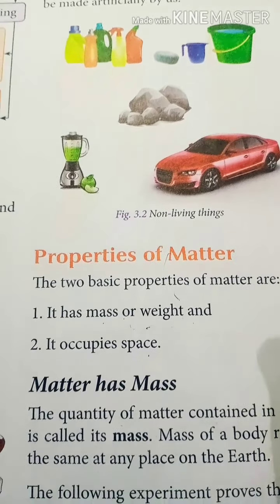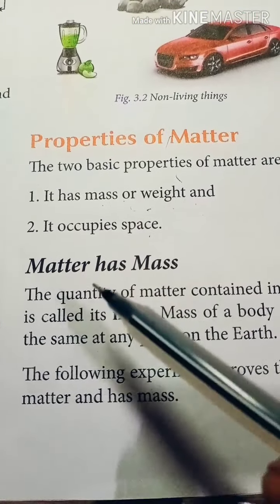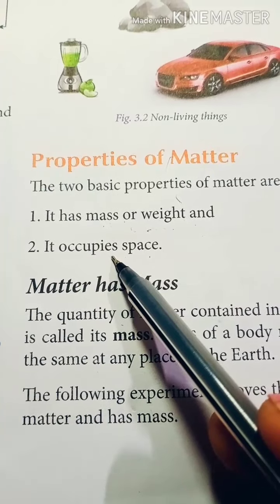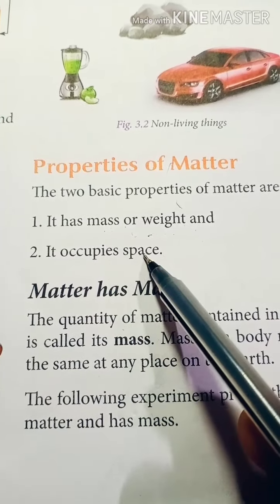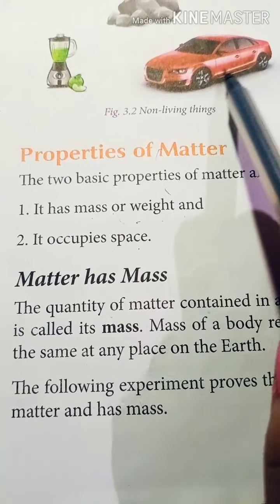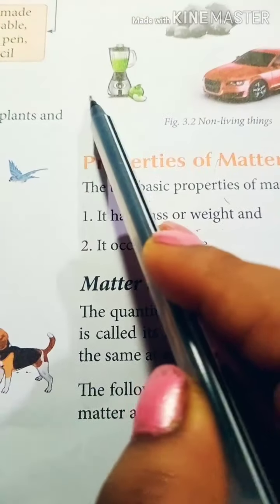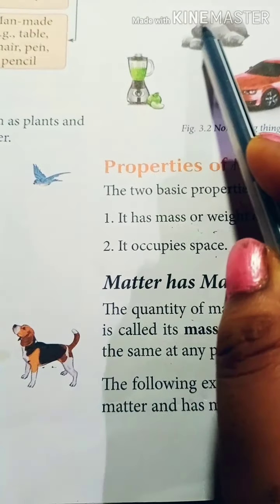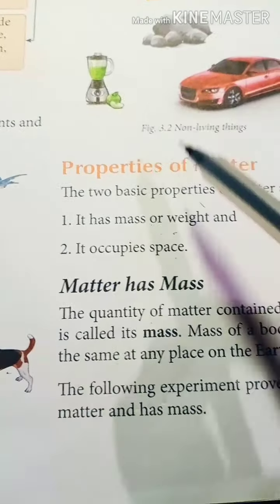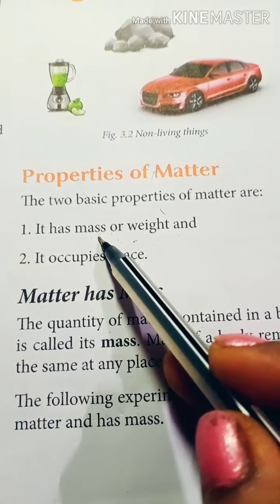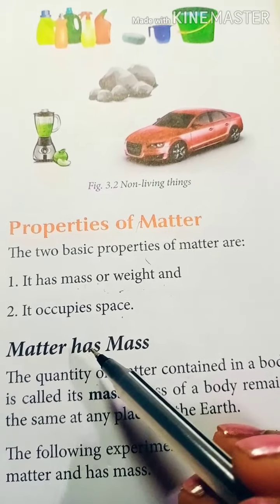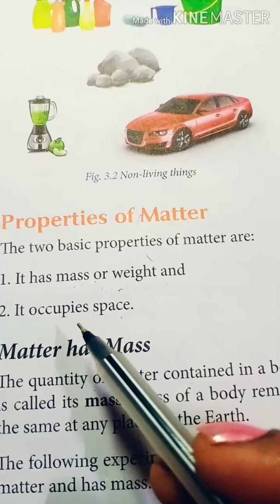Next, you can understand what it means to occupy space: everything needs space, this much space it needs, this much space it needs. That means they occupy space. Now the next point is that they must have mass. The question arises here: what is mass, how can we define mass?